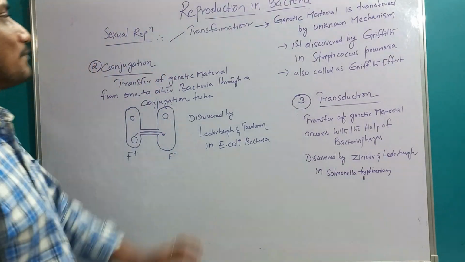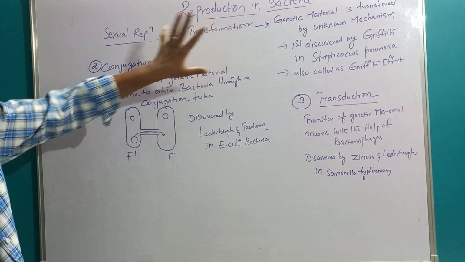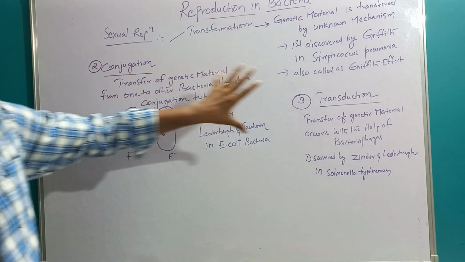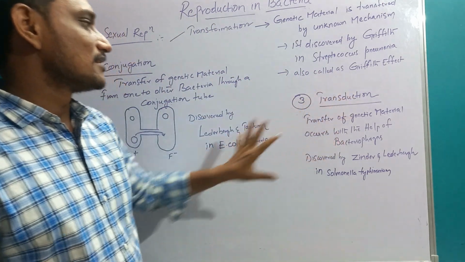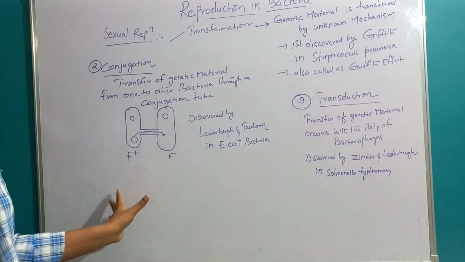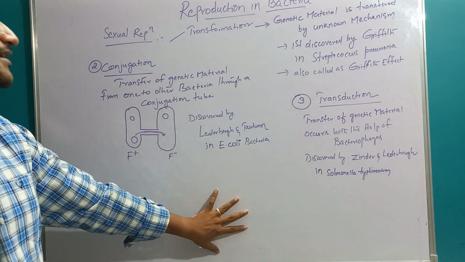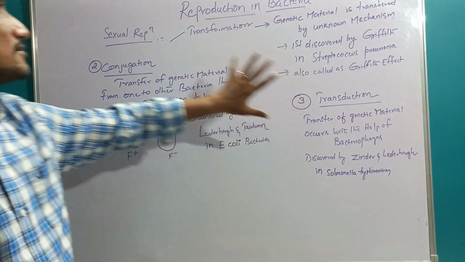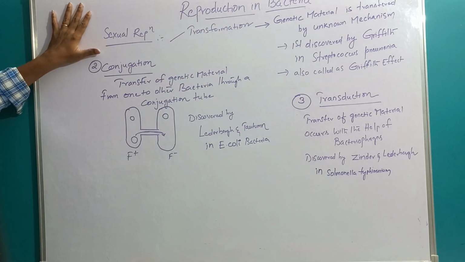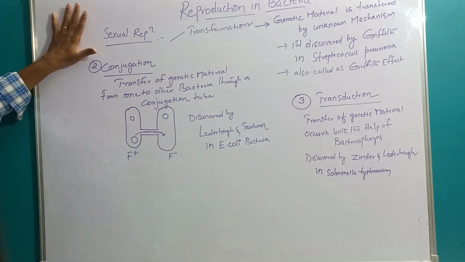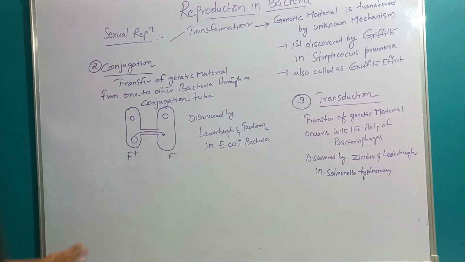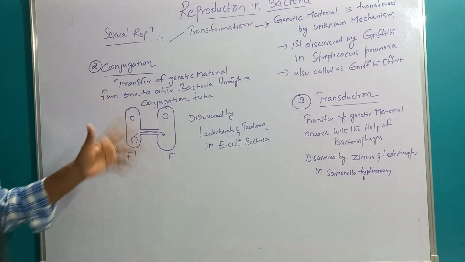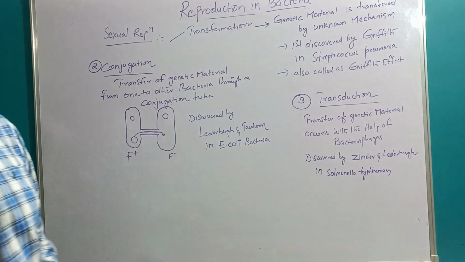So by these three processes, by transformation, or by conjugation, or with the help of transduction, the genetic material is transferred from one bacteria to another bacteria. These are the three methods of sexual reproduction or genetic material transfer that occur in a bacteria. This is about the reproduction in a bacteria in detail.